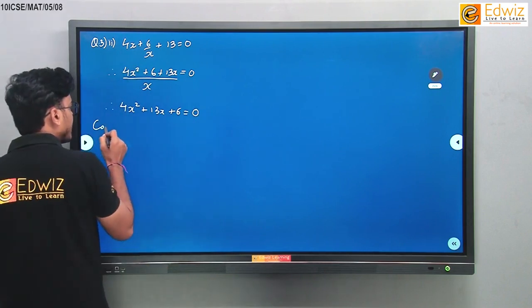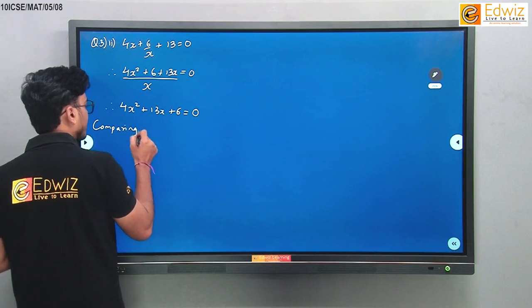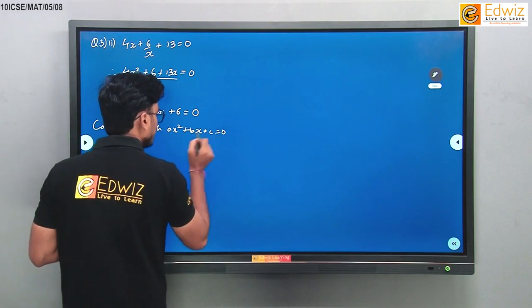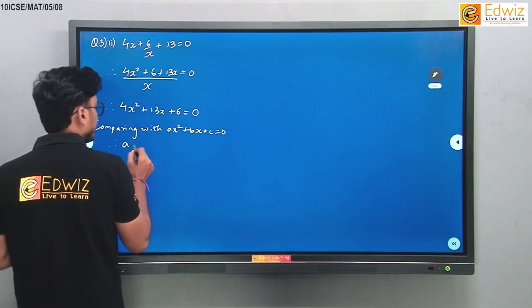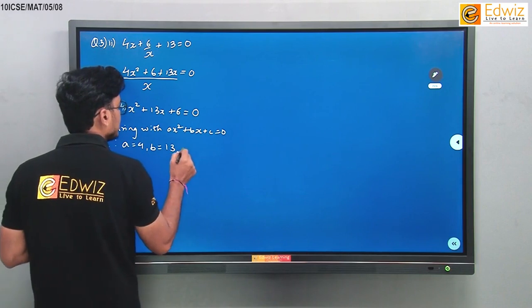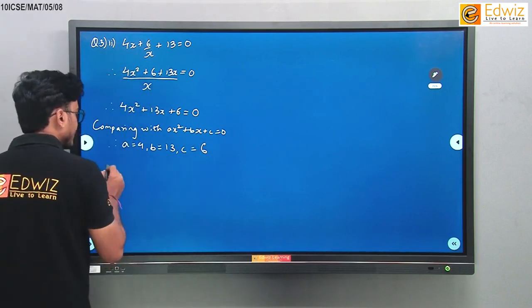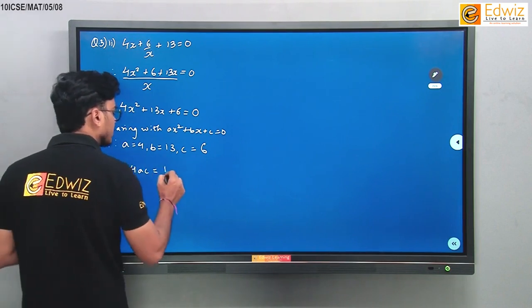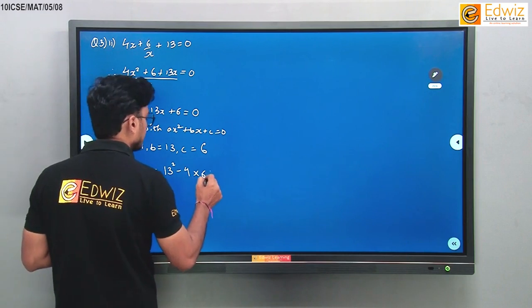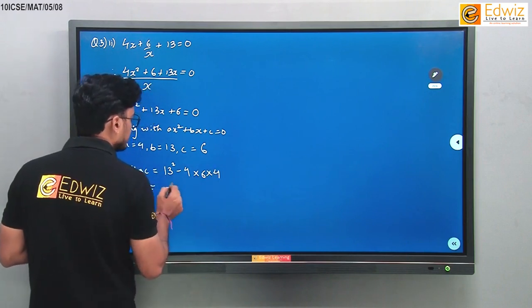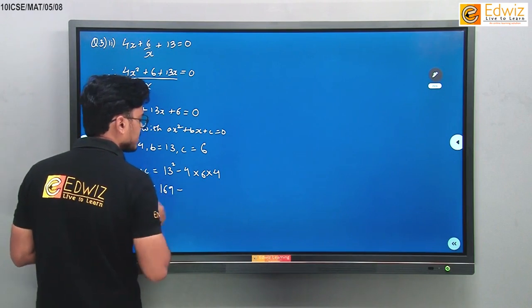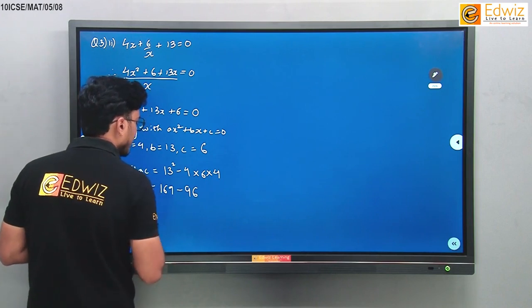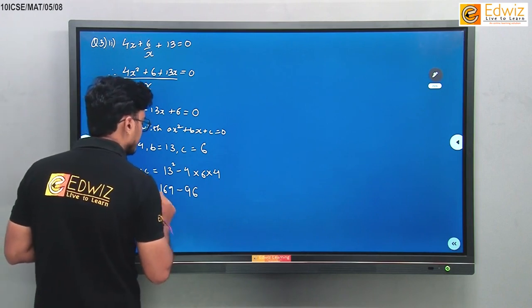Now we will compare it with the standard form, that is ax square plus bx plus c equal to 0. And we can clearly see that a is 4, b is 13, c is 6. Next step, find the value of b square minus 4ac. So 13 square minus 4 into 6 into 4. This is equal to 169 minus, 4 4s are 16, 16 6s are 96. When we subtract this, the answer is 73.